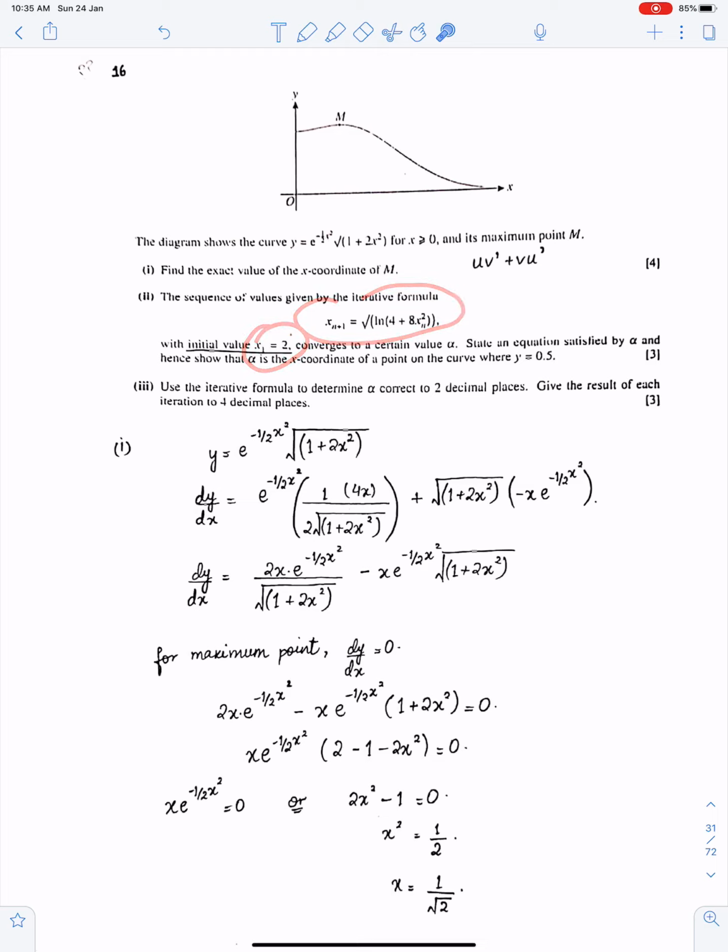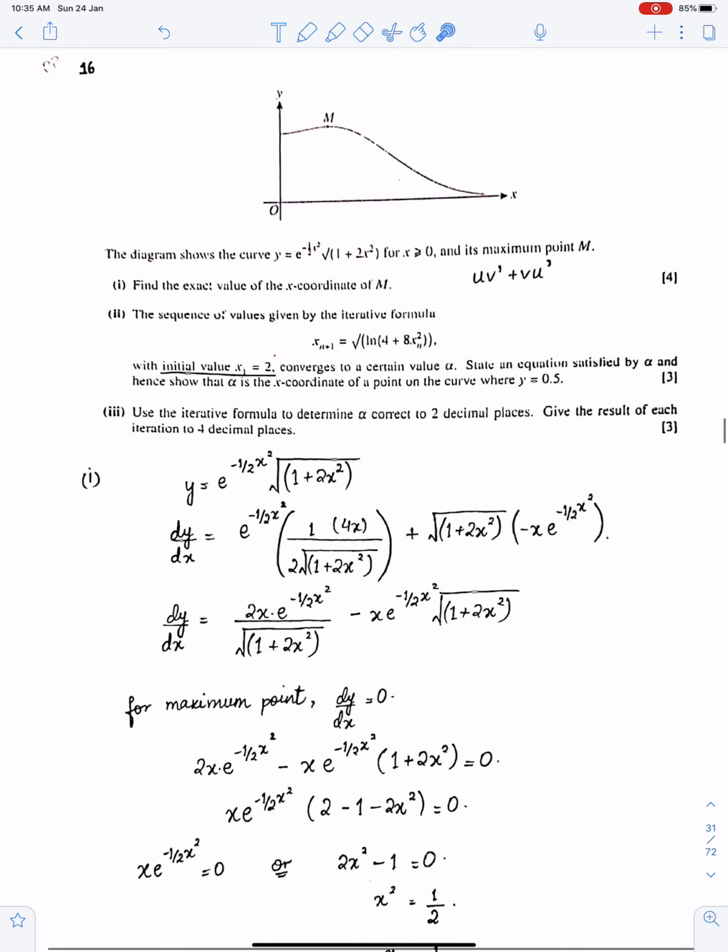X1 is 2. And the question is, this formula converges to alpha, state an equation satisfied by alpha, and hence show that alpha is the x coordinate of a point on the curve where y is 0.5. You just need to convert this equation into this form.